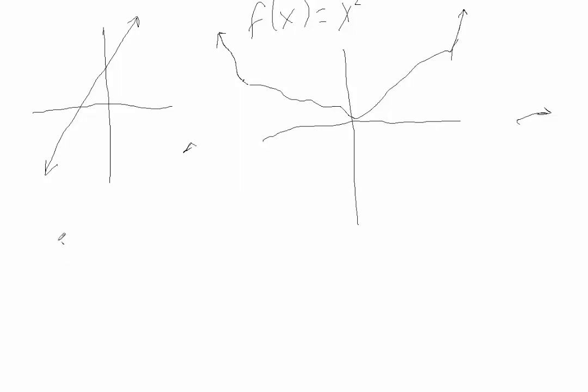A function like f of x equals x cubed, same deal. As x gets very large, a million, a billion, a trillion, when you cube that, it's some enormous number, so it's going off this way. Negative a million, negative a billion, negative a trillion, when you cube those numbers, you get a very large negative number. So it goes off this way, the values of the function.